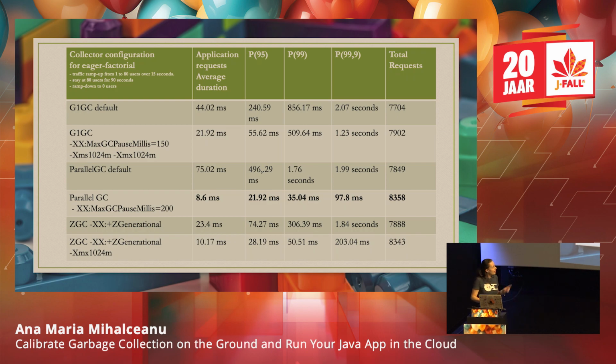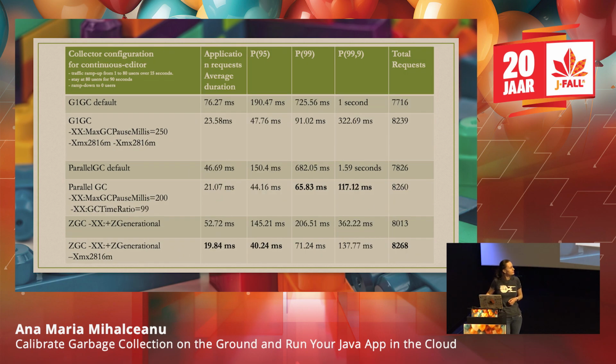Now, looking at the other one that's IO bound, here I had some mixed results. I had application request average duration better for ZGC, throughput better for ZGC. However, P99 and P99.9 were better in the case of parallel. And of course, P95 was comparable, like 4 milliseconds in difference. So I thought, okay, maybe I can do something to compare both and see which one is better.